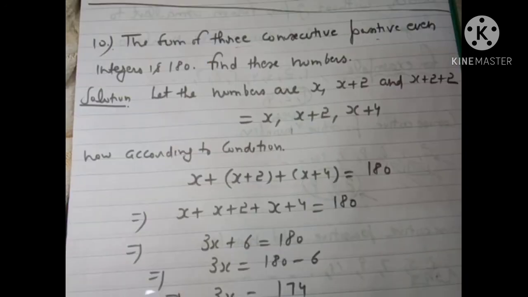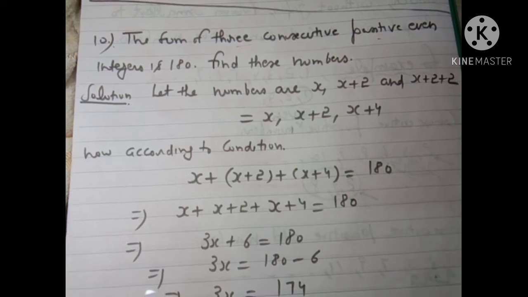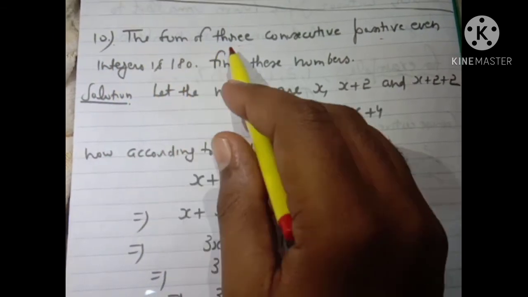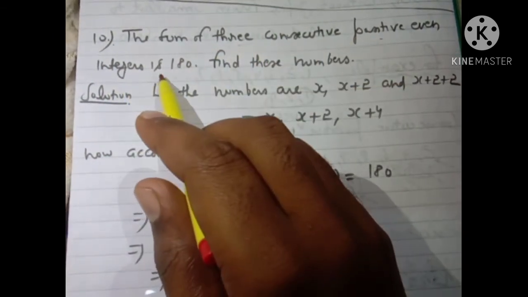Okay, now I am going to start the last sum of this exercise. This is the 10th sum, because only the first 10 parts are in your syllabus for this session in this 15.2 exercise, so you have to do only the first 10 parts. Now see the last sum. This 10th sum is: the sum of three consecutive positive even integers is 180.